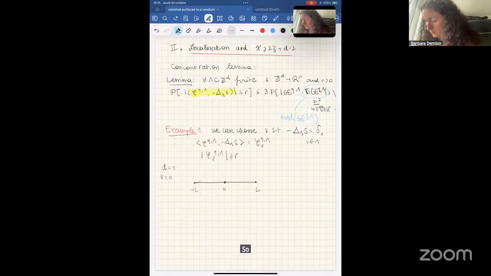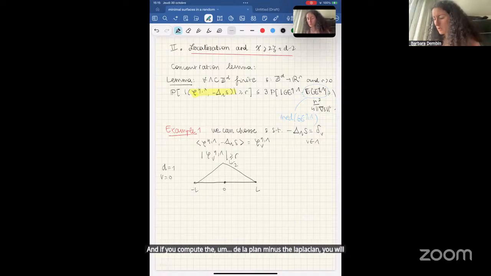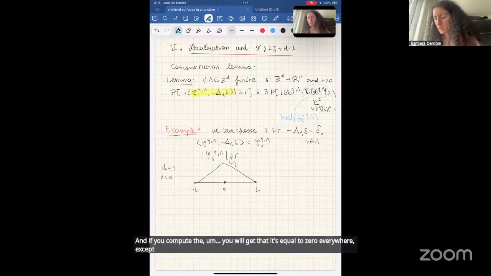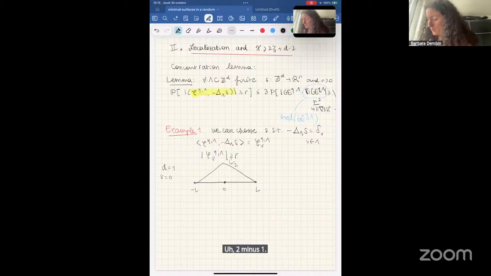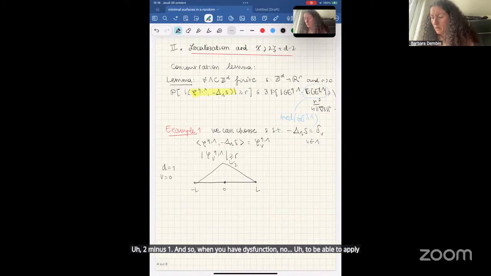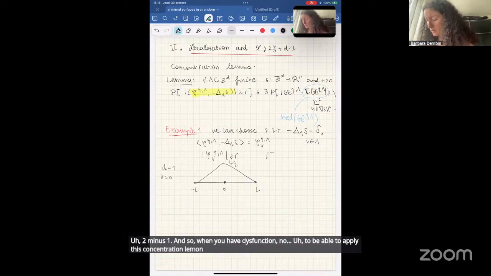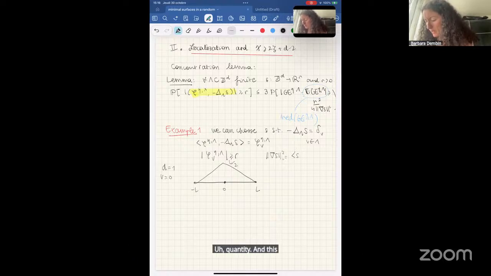So the correct function to choose is this function that is equal to L over 2, if I'm not wrong. And if you compute the Laplacian minus the Laplacian, you will get that it's equal to 0 everywhere except at this point where it's equal to 2 minus 1. And so when you have this function, now to be able to apply this concentration lemma, you need to estimate this quantity. And this you can rewrite as S scalar product Laplacian of S.